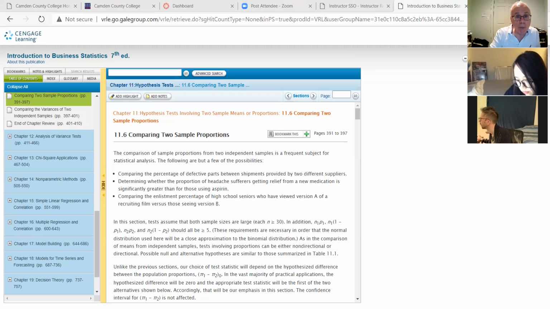Well, for the first group, I'm going to put 124 in there. And for the second group, I'm going to put 145 in there. How did I come up with those two numbers? Where did I get those from?